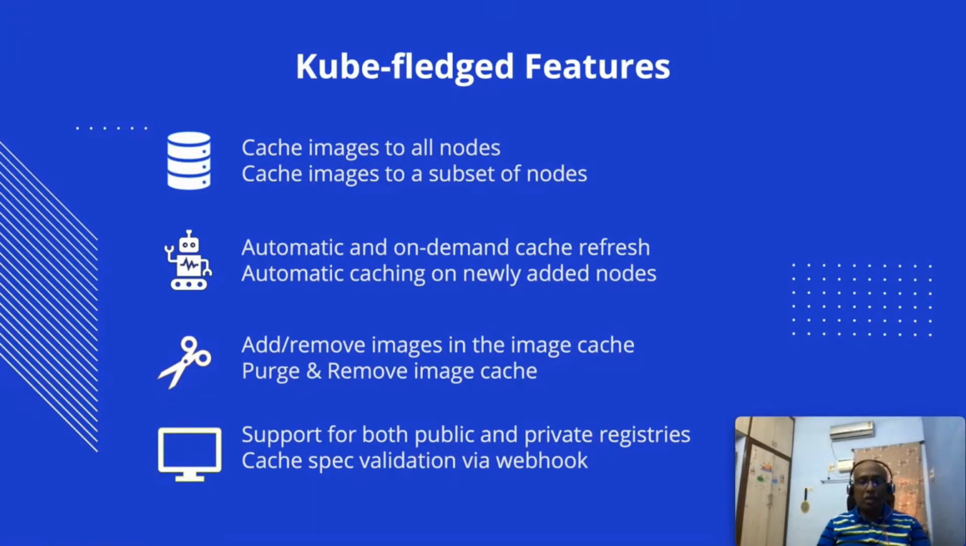And it supports both public and private registries, and the cache spec that you specify in the image cache custom resource is validated using a webhook admission controller. So it has two main components. One is the primary controller, which does all the job of pulling the images and deleting the images and things like that, and there is a webhook server that is bundled in kube-fledged as well, that takes care of validating the cache spec. So that's about the features of kube-fledged.